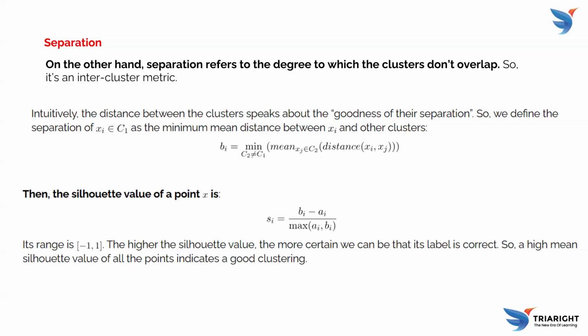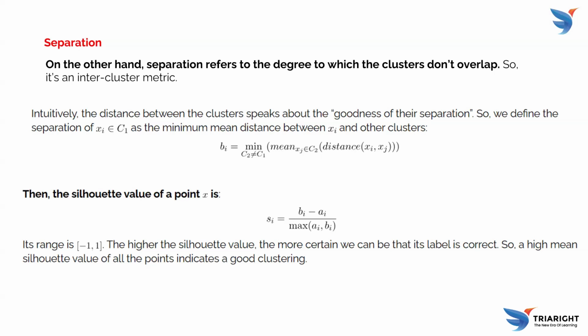When it comes to silhouette values, the silhouette value for the point xi is denoted si. It is calculated using a combination of the cohesion ai and the separation bi. So we use these calculations. Overall, the conclusion is that the range of the silhouette value is -1 to +1. The higher the silhouette value, the more certain we can be that its label is correct.